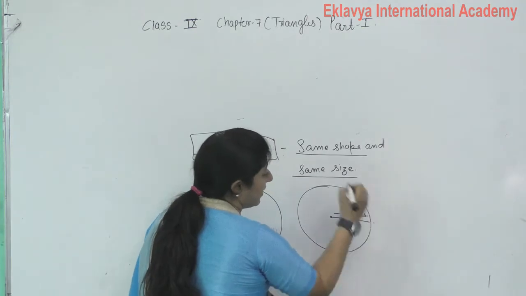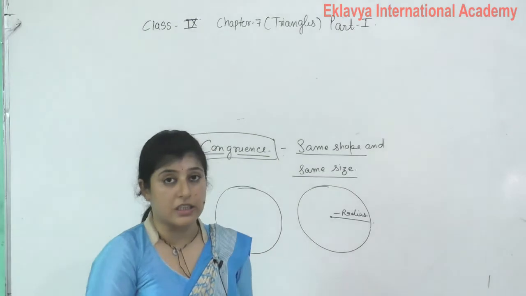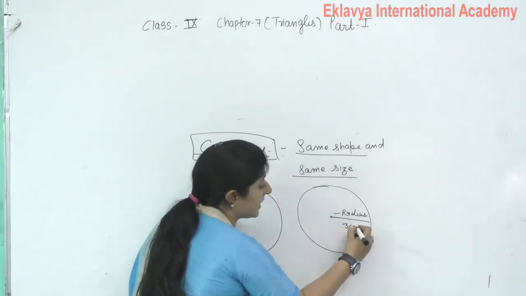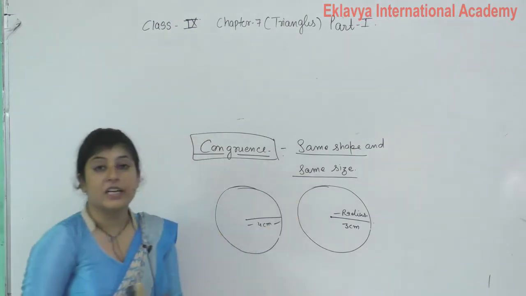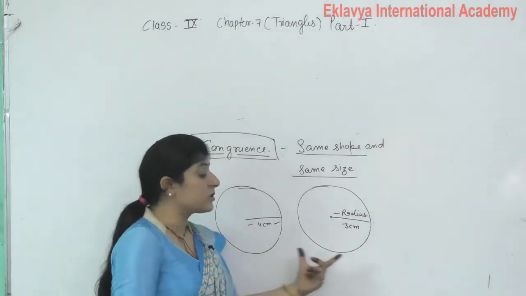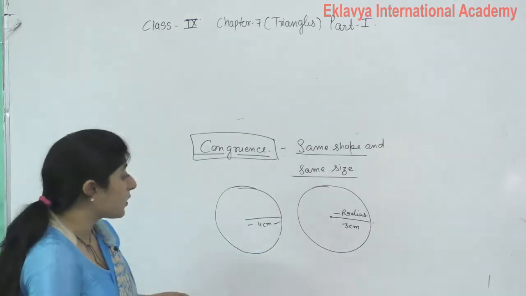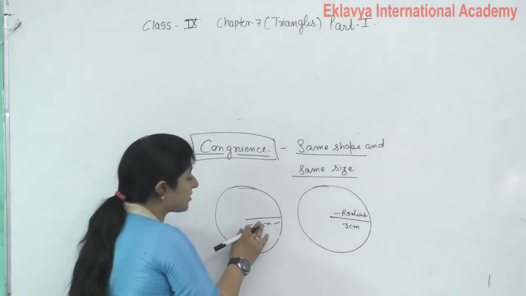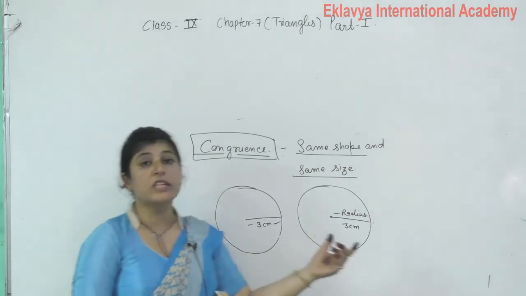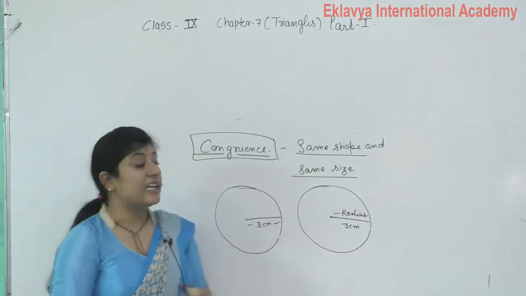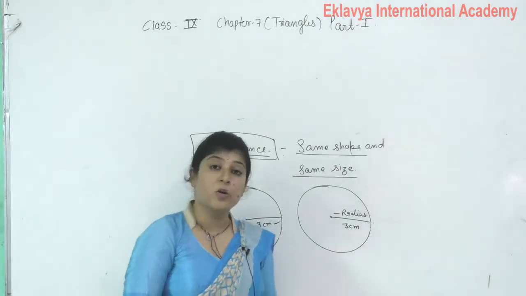If we have the radius, then we can compare the two circles. If one has a 3 centimeter radius and the other has a 4 centimeter radius, can I say that these two circles are congruent? No, these two circles are not congruent. But if this one is also 3 centimeter, both are circles and both have the same radius, it means these two circles are said to be congruent.